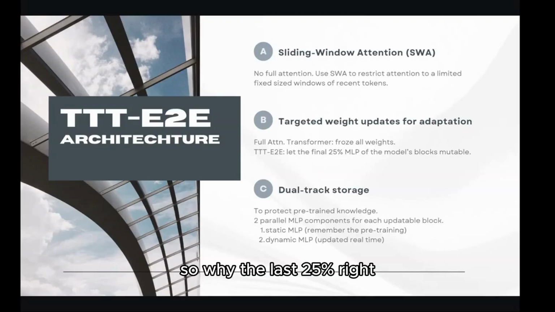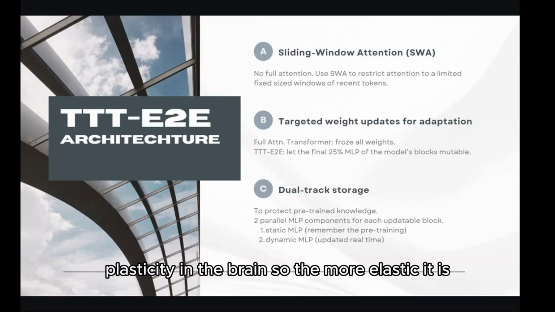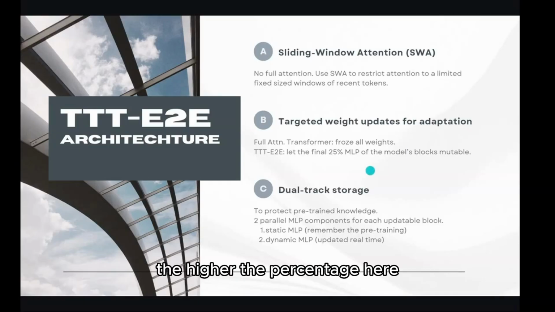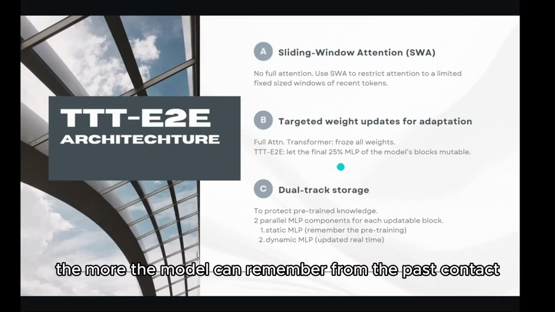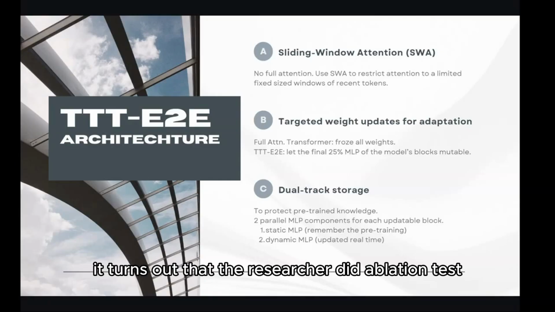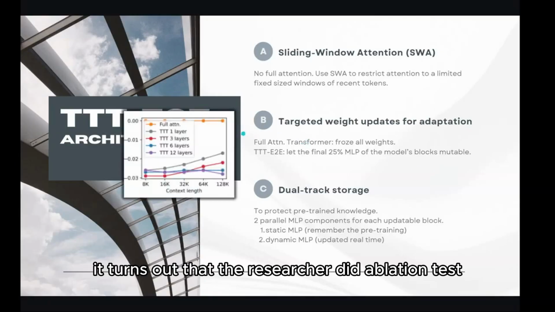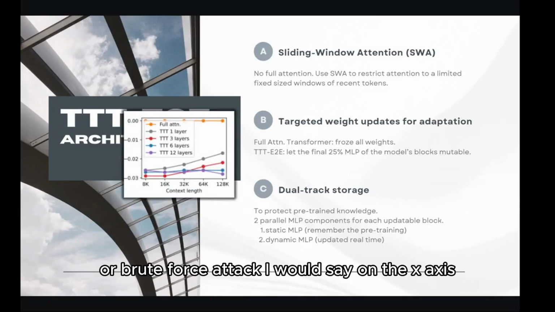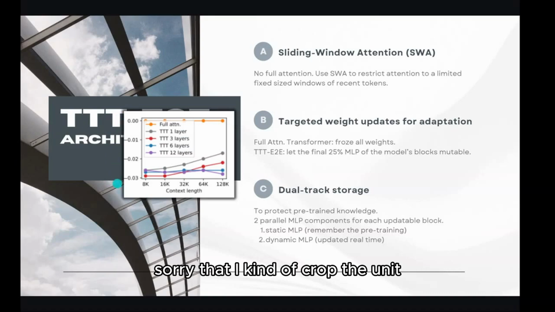So why the last 25%, right? As we already know, this elasticity can be compared to our neuroplasticity in the brain. So the more elastic it is, the higher the percentage here, the more the model can remember from the past context. It turns out that the researchers did an ablation test or brute force attack, I would say. On the x-axis, sorry that I kind of cropped the unit, it's actually the delta loss.